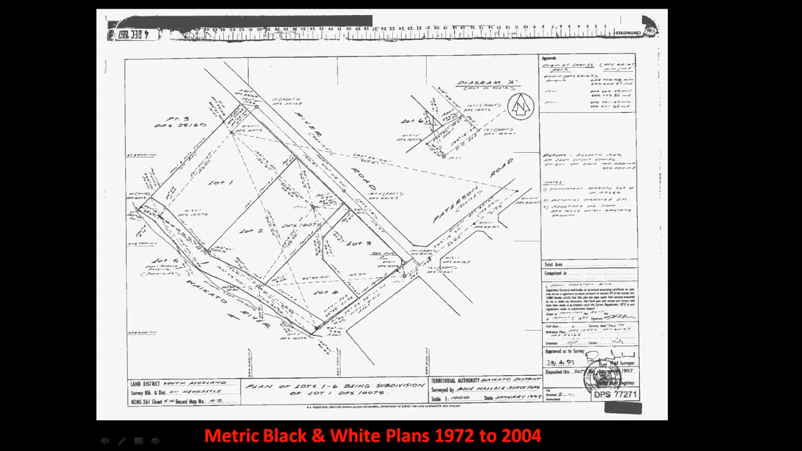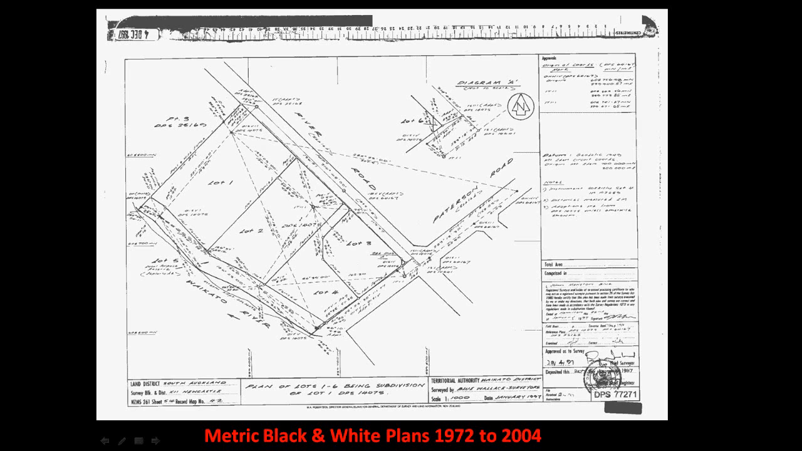Then in 1972 things changed over to the metric black and white plans. This is an example of a metric black and white plan. It is a DPS from the South Auckland Land District and is around an area of land down at River Road, Ngarawahia. Currently just to the north of there a new bridge is being built across the Waikato River, and this plan was part of a set of data that was required for the legalisation of some of that land.